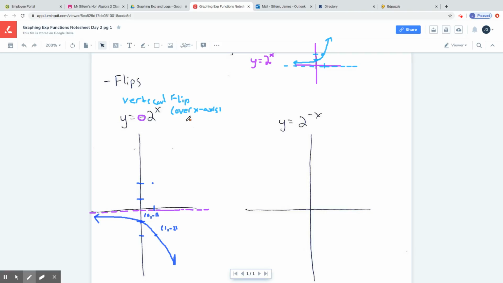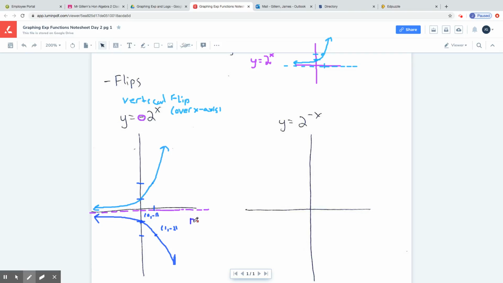It was on the top. Now when it's a vertical flip, the graph is on the bottom of the asymptote. The graph I'm showing you now is what the original looks like, the basic shape of y equals 2 to the x, and you can see it just got flipped over the x-axis. This is a vertical flip.